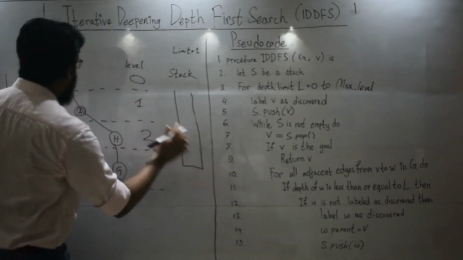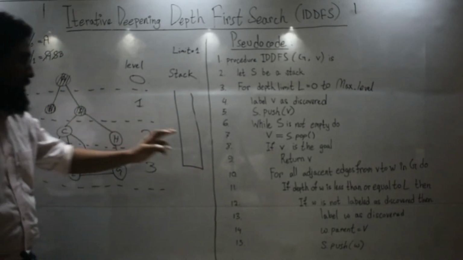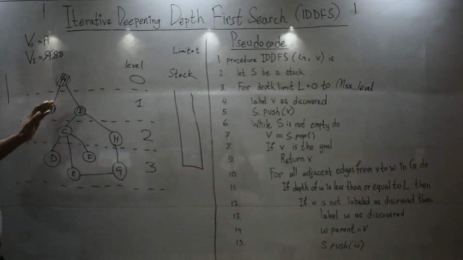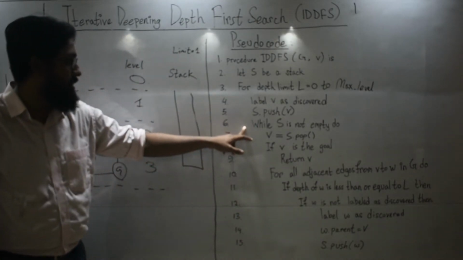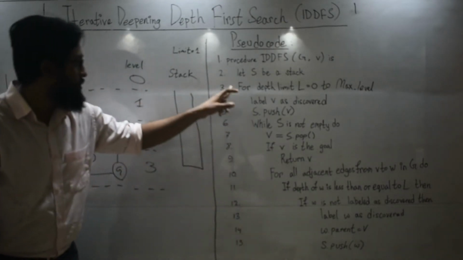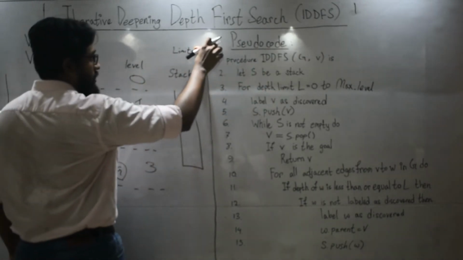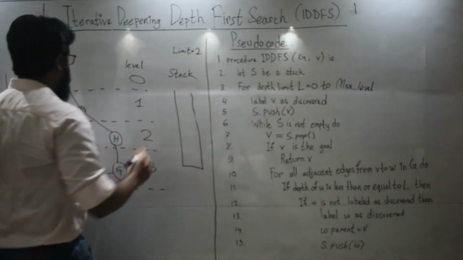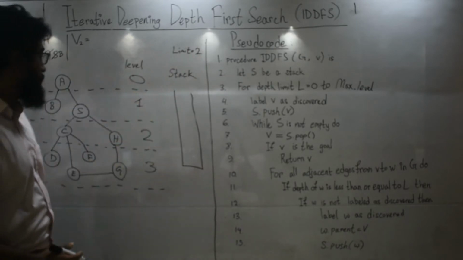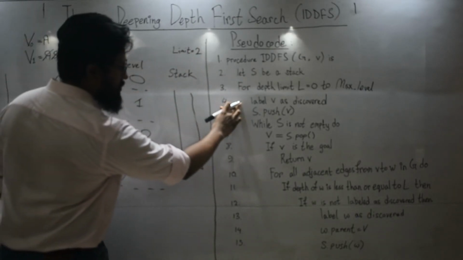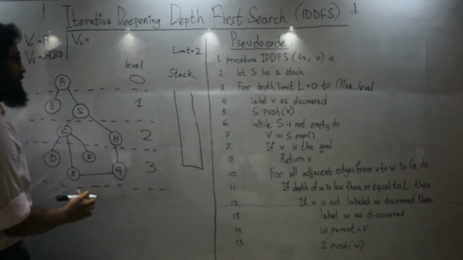Pop B and put it here. Okay, same case for B. Well, B doesn't even have any other unvisited neighbors, so we will again reach the end and then the stack is again empty. We will again come to line number 3. This time we will have a limit of 2. Okay, now let's try with a limit of 2.